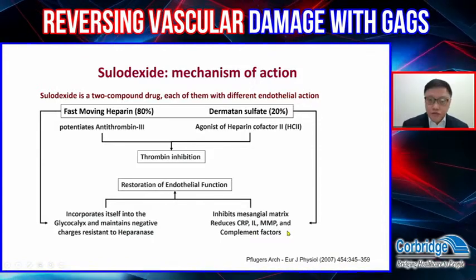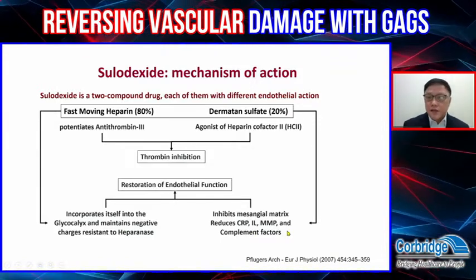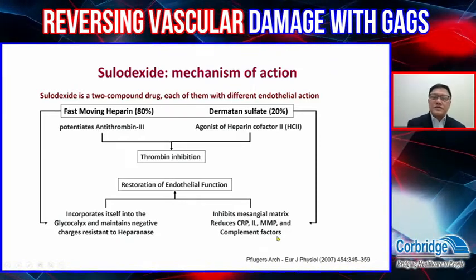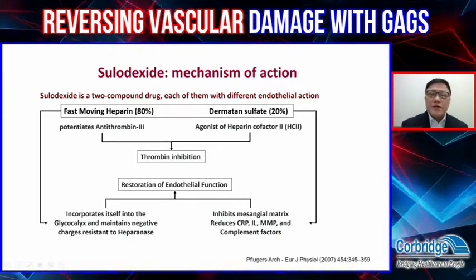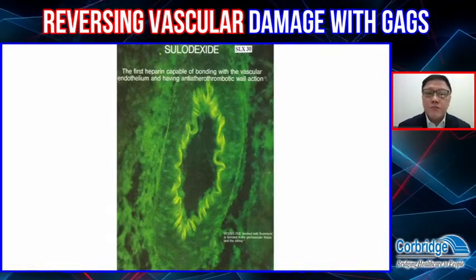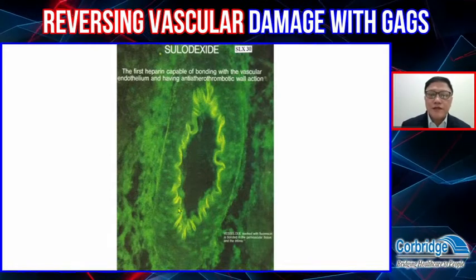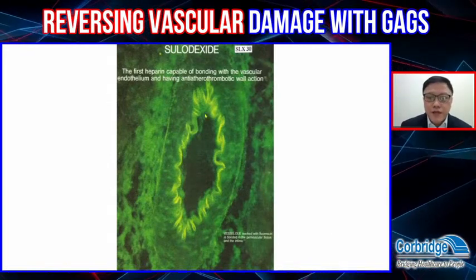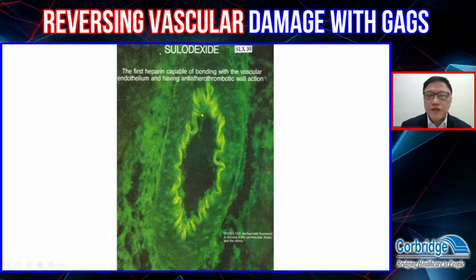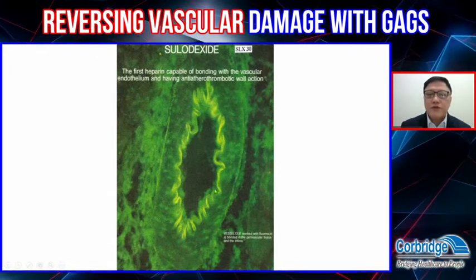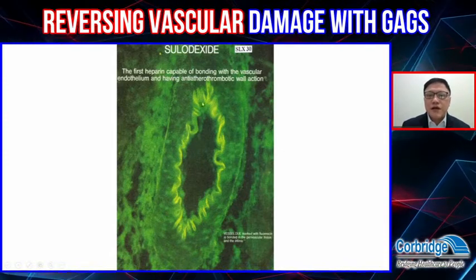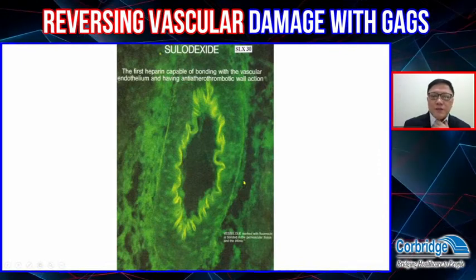themselves into the endothelial lining as component of the glycocalyx. And here you can see that heparin or fast-moving heparin and dermatan can incorporate themselves into the lining as a tag in this fluorescent sulodexide tag component, right? You can see how it is identified in a capillary.